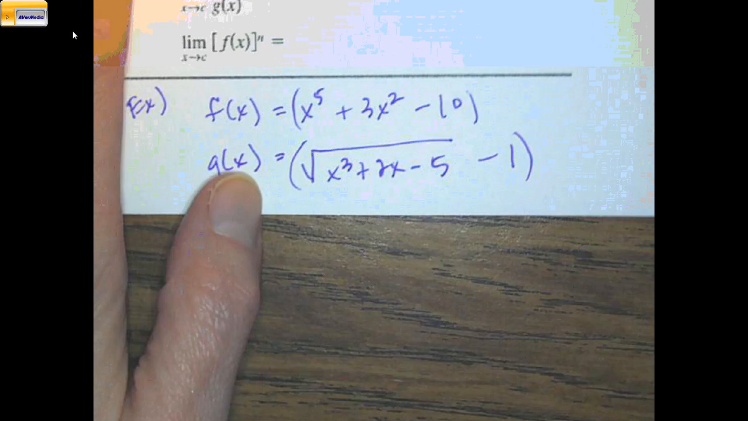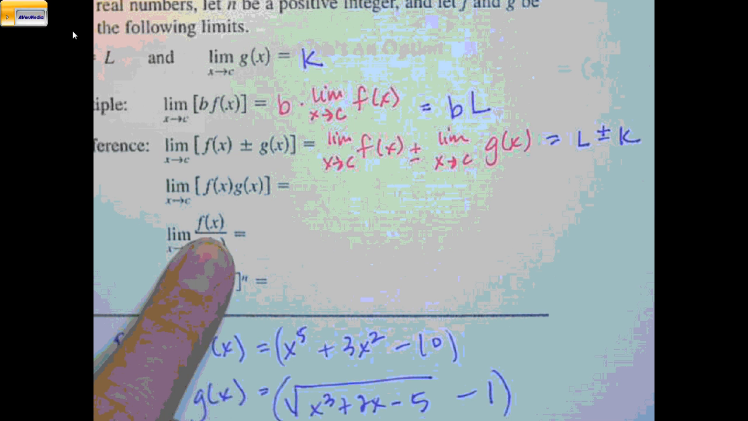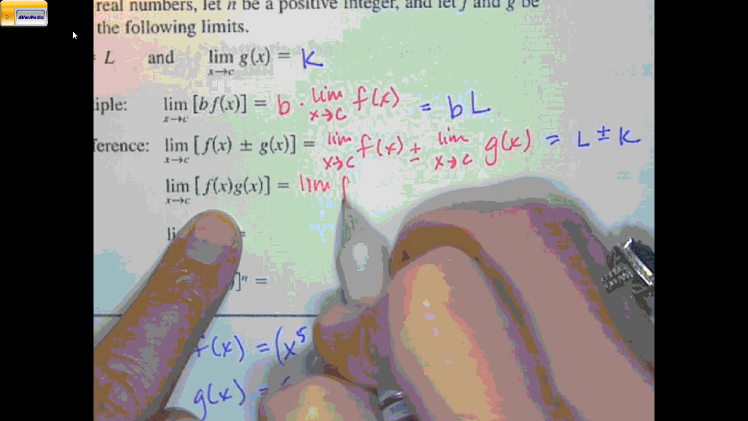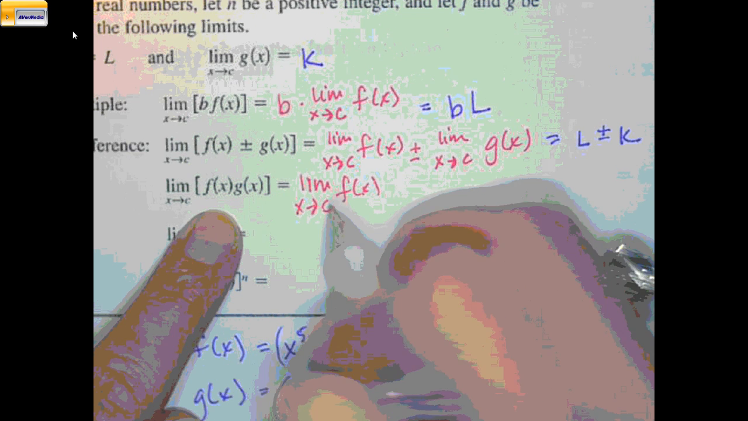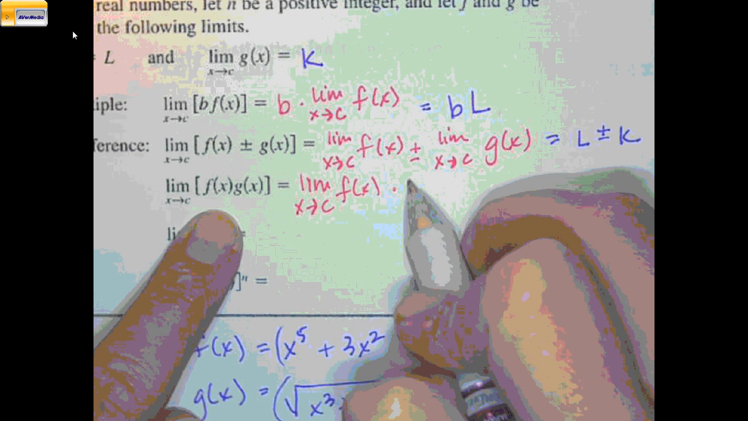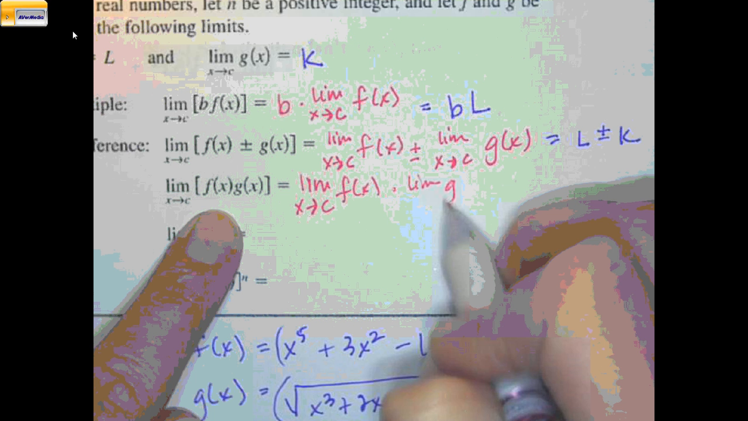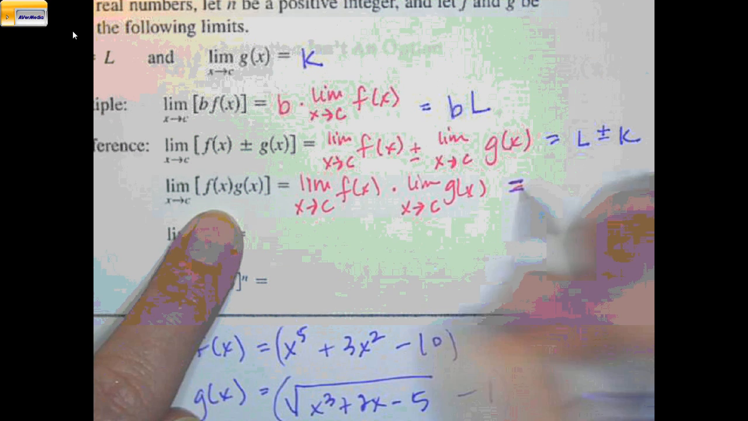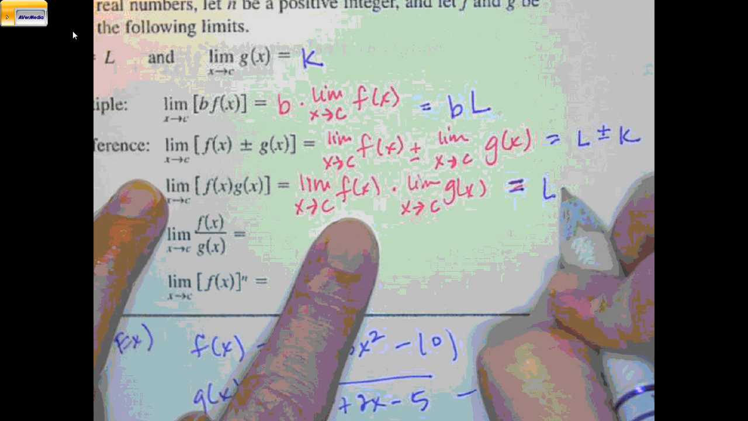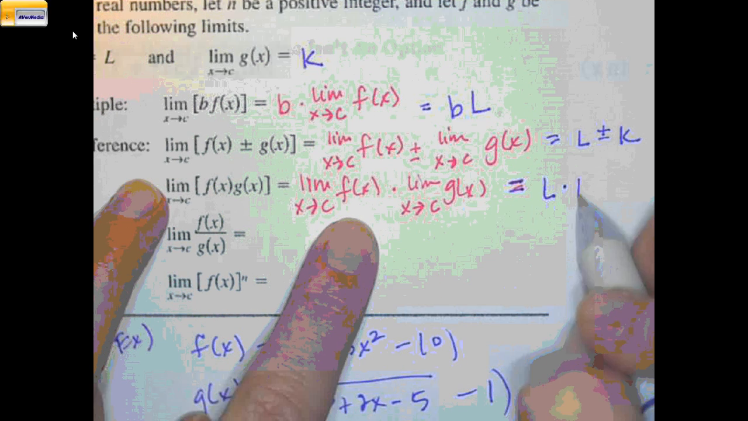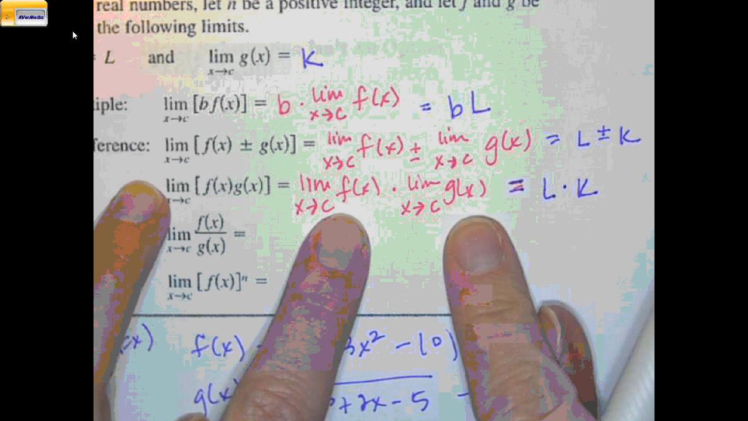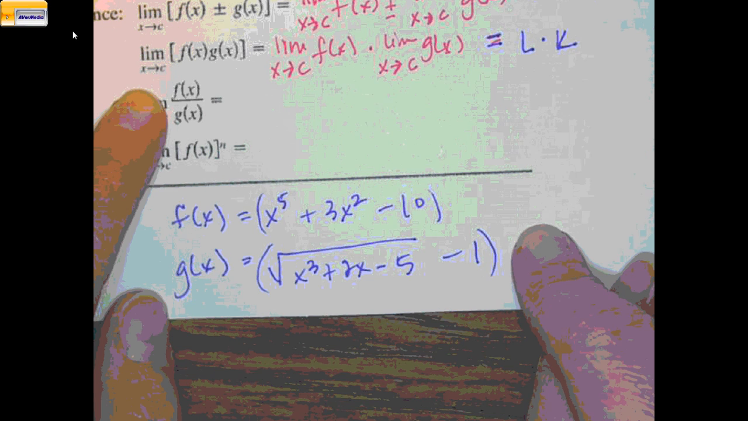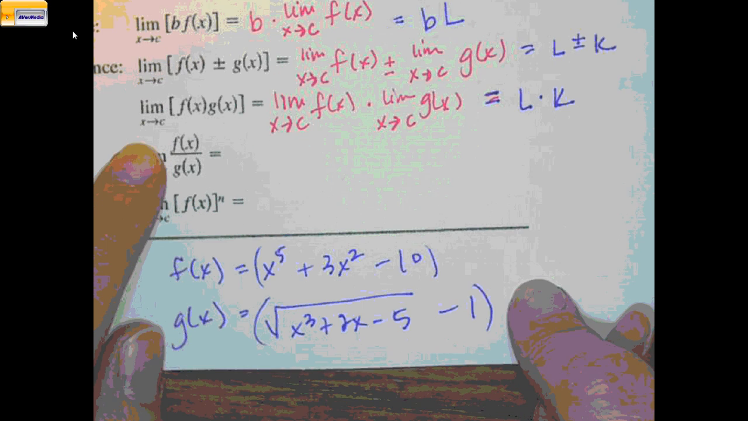So the shortcut, the property says that you can take the limit of f of x as x approaches c and multiply it by the limit of g of x as x approaches c. And they told you what those are. Limit of f of x is L times limit of g of x is k. So you could find the limits individually and then just multiply them together. It would be way faster than multiplying all this nasty stuff together and then finding the limit. Do you guys see how it's a shortcut?